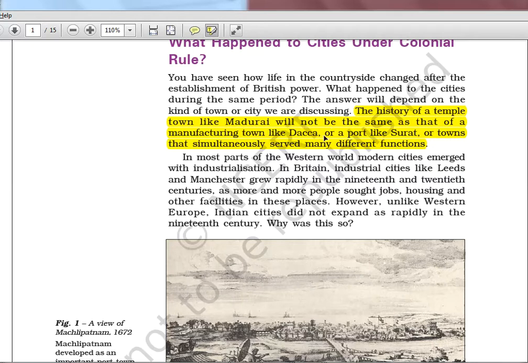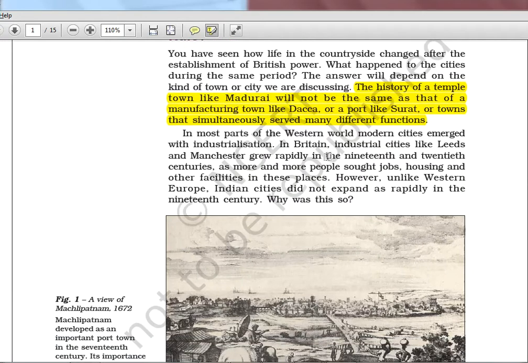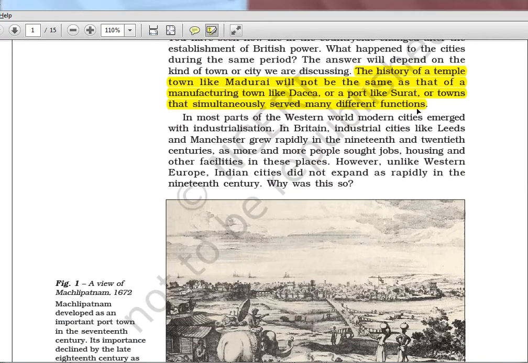Then Dhaka and Murshidabad are in present Bangladesh, and earlier they were in Bengal, Indian Bengal you can say. Then ports like Surat, and Masulipatnam was there. There are several kinds of places. That's how they are beginning the text. Then in most parts of the West, modern cities emerged with industrialization. The Industrial Revolution happened in the 1750s to 1850s and all those times.